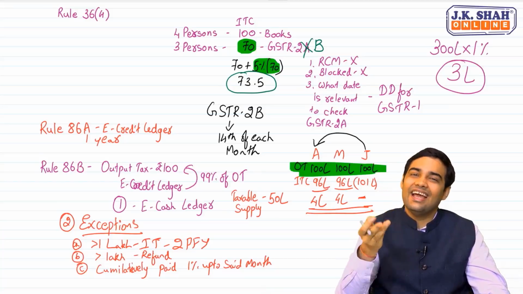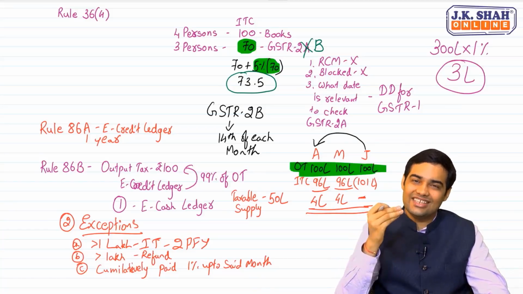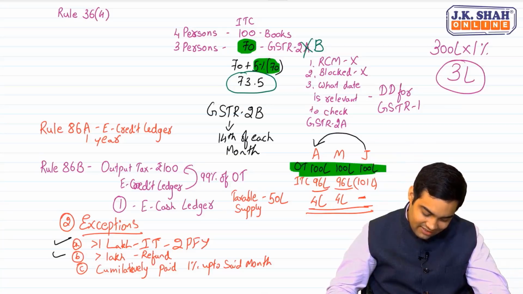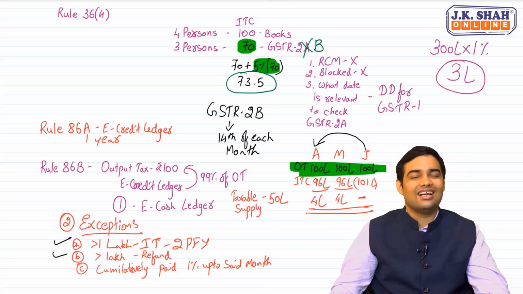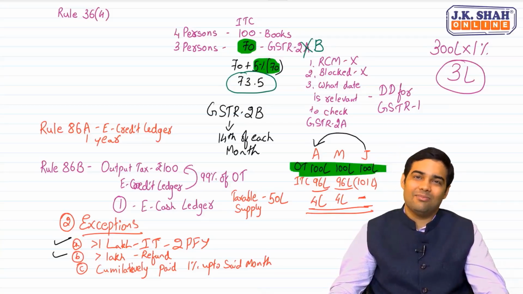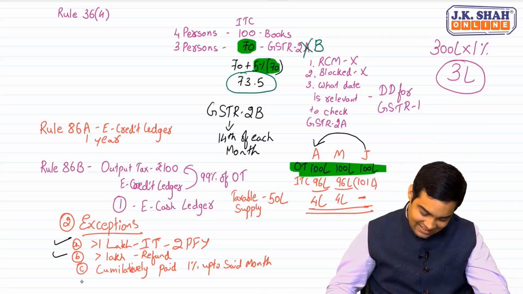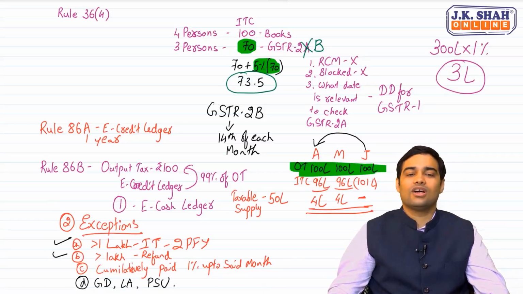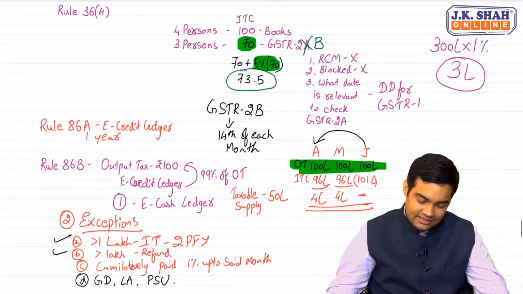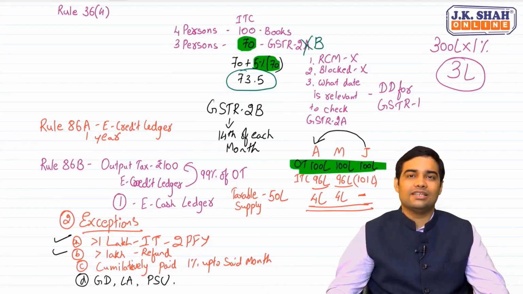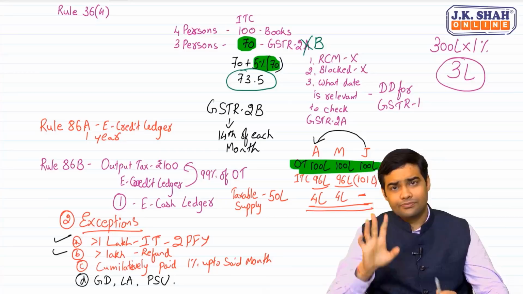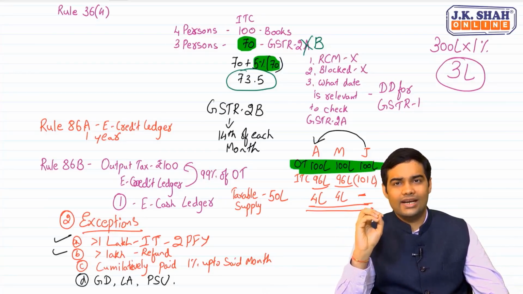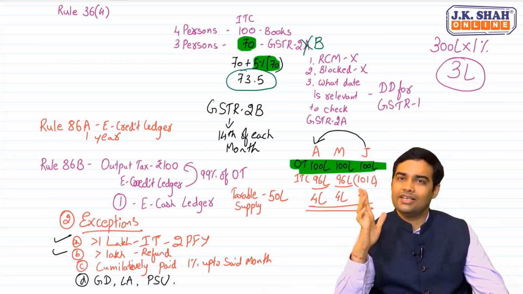But trust me, even if you are not covered in this C point, at least you will get covered in A or B. So at least 1 lakh income tax would have been paid. A, clear? D is government department, local authority, public sector undertaking. Obviously, for government department, local authority and public sector undertaking, this provision will not be applicable. That is, Rule 86B is not applicable.